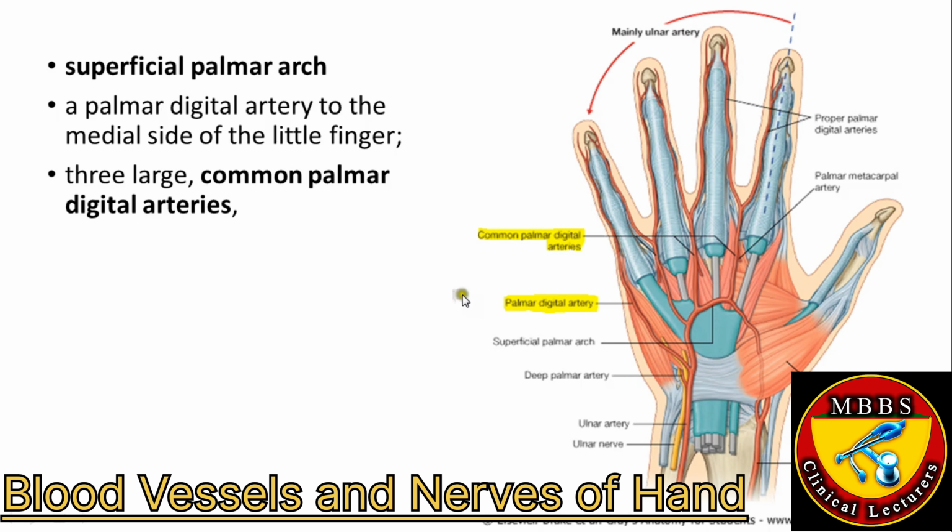Now the superficial palmar arch gives a palmar digital artery to the medial side of the little finger. This is the palmar digital artery you can see over here. And three common palmar digital arteries, and these are the three common digital arteries, 1, 2 and 3, over here. These are the branches of the superficial palmar arch, and this is the superficial palmar arch you can see over here. It is giving the 3 branches over here and 1 branch over here. You can see easily over here.